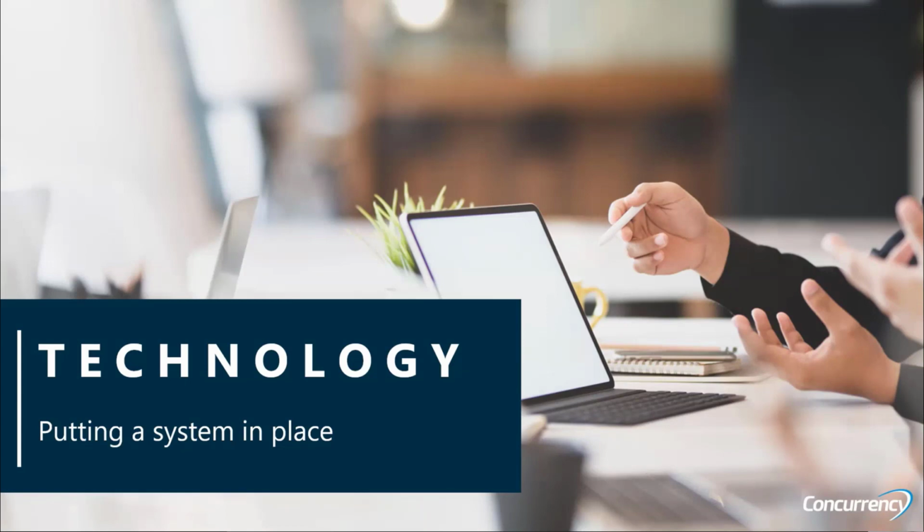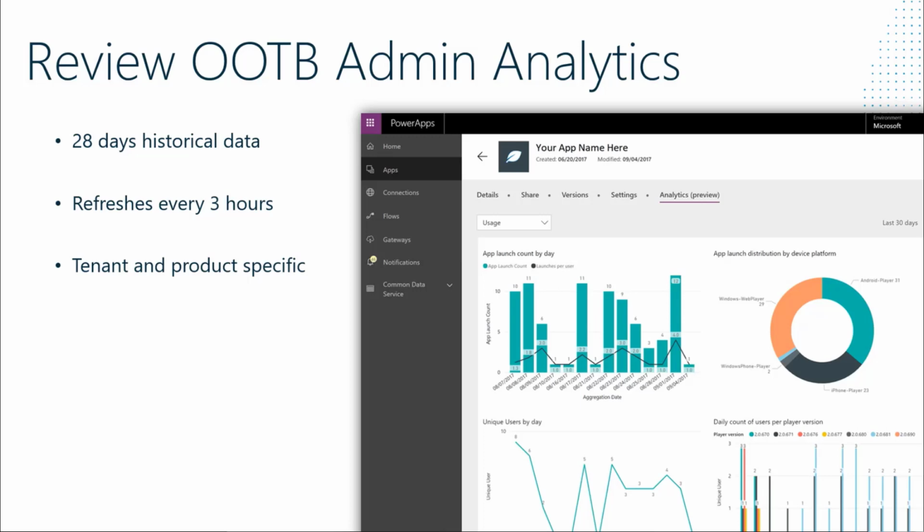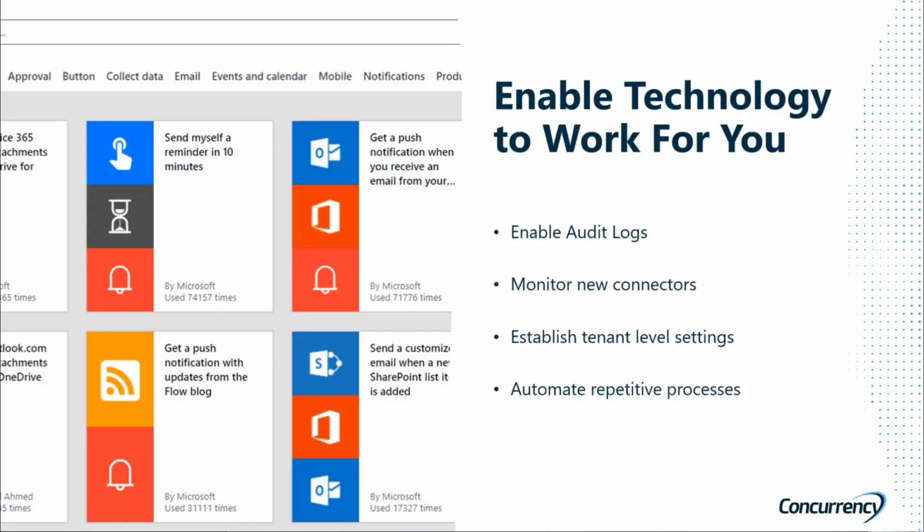So moving on here, the technology and putting a system in place. So review, there's the overall admin analytics. This is something that would be on a weekly basis, probably just a quick 15-minute check, just making sure, is there anything out of the ordinary? It keeps historical data for 28 days. Every 3 hours, it does refresh. So there's no reason to go in there every hour and check it. I don't think there's really a reason to check it every 3 hours, but this will give you at a high level exactly what's going on inside of your tenant to make sense of that data, and it gives you some visualizations.